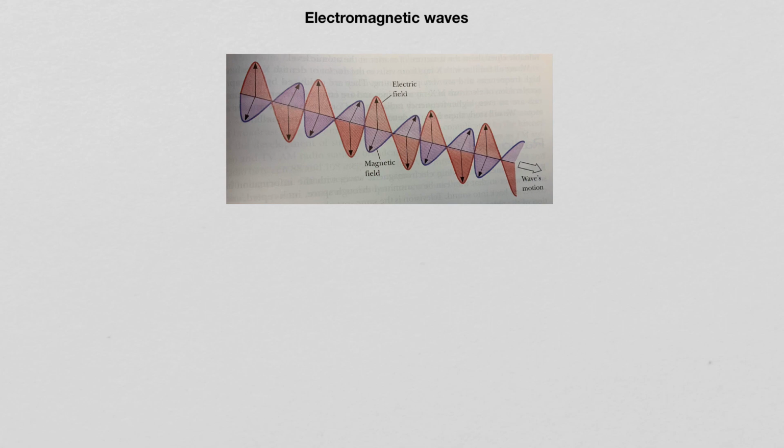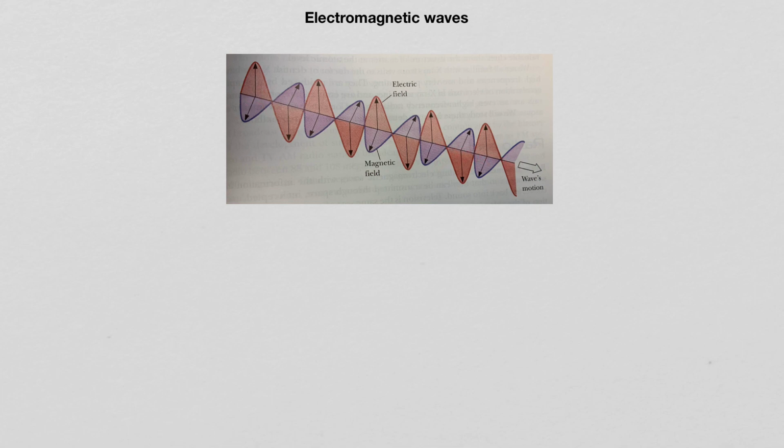The directions of oscillations, or in other words, the polarization of the fields, are perpendicular to each other. This is shown in this drawing of an electromagnetic wave. So we have a combination of magnetic and electric fields. The electric field is presented with red, and the direction of polarization here, or the direction of oscillation, is vertical to the direction of propagation.